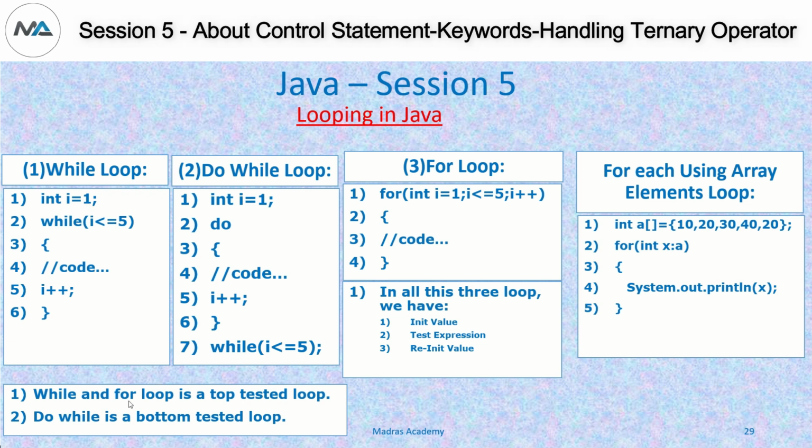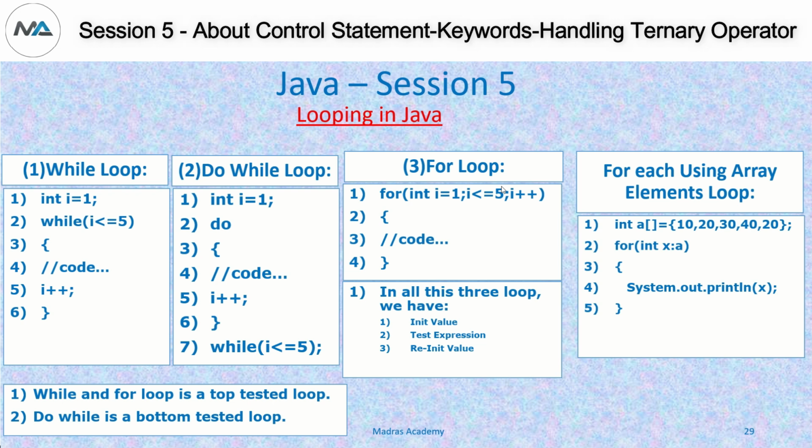But while we move on to the for loop, it is also a top tested loop. But here all the expressions we are having in a single parenthesis. For is a keyword. Within a parenthesis I'm having all the expressions. Okay, initial, test expression, reinit, and 2 semicolons we need to write mandatorily. Okay, so like this way we need to write the for loop, and whatever code you need to write, we can write it inside this block.